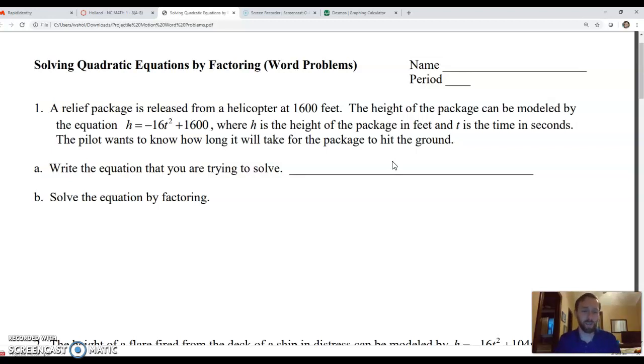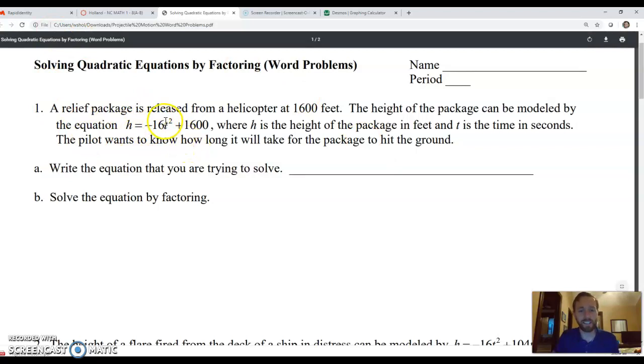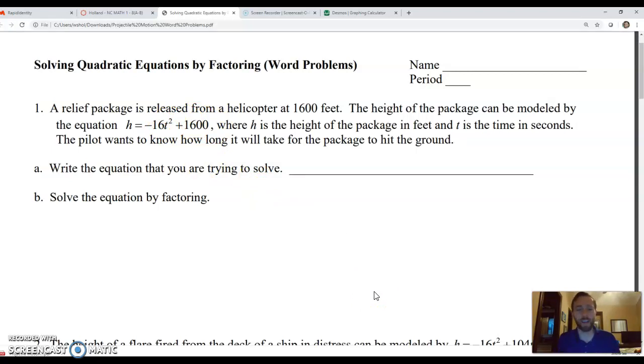So number one says, a relief package is released from a helicopter at 1,600 feet. The height of the package can be modeled by the equation h, which is height, equals negative 16t squared plus 1,600, where h is the height of the package in feet, and t is the time in seconds. The pilot wants to know how long it will take for the package to hit the ground. So A says for us to write the equation that you're trying to solve.